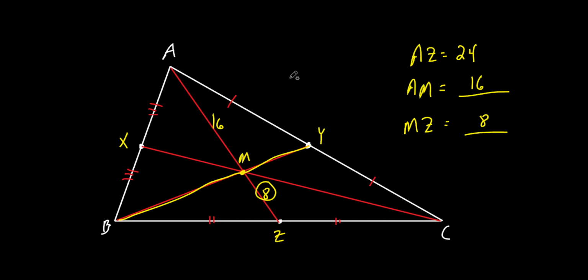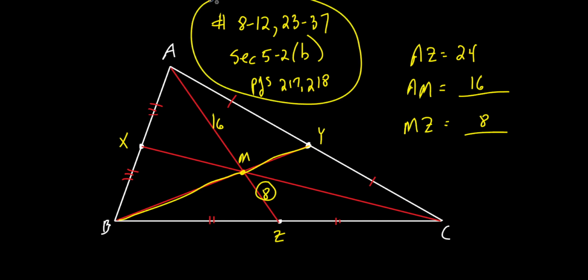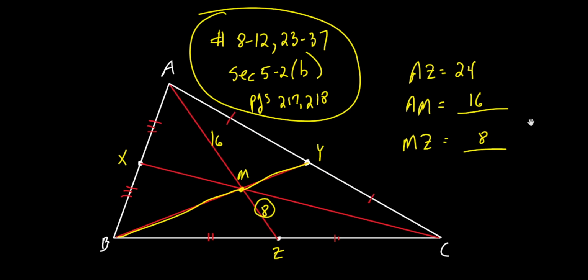All right, so here's what you're doing for homework. I'm going to add a little bit to what's on the lesson plan because I only had you do 1 through 7 on the other one. So we're doing 8 through 12, and then 23 to 37. This is section 52B, pages 217 to 218. Perfect timing. If you want to take a picture of it, you can. So that's due tomorrow. Have it done for tomorrow.